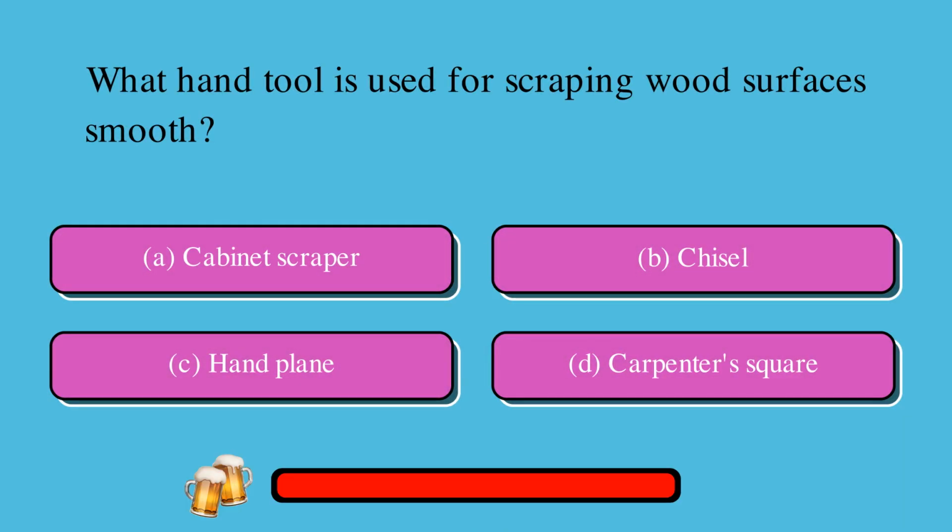Which hand tool is used for scraping wood surfaces smooth? Is it A. Cabinet scraper, or B. Chisel, or C. Hand plane, or D. Carpenter's square? The correct answer is A. Cabinet scraper.